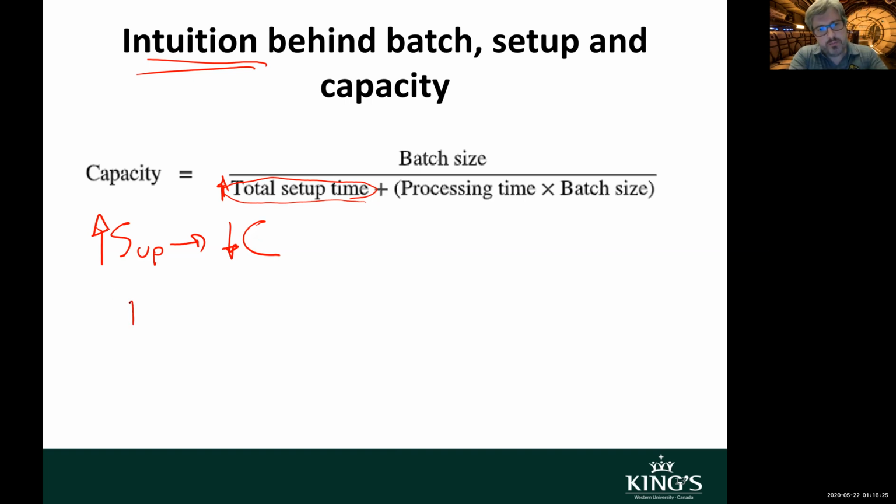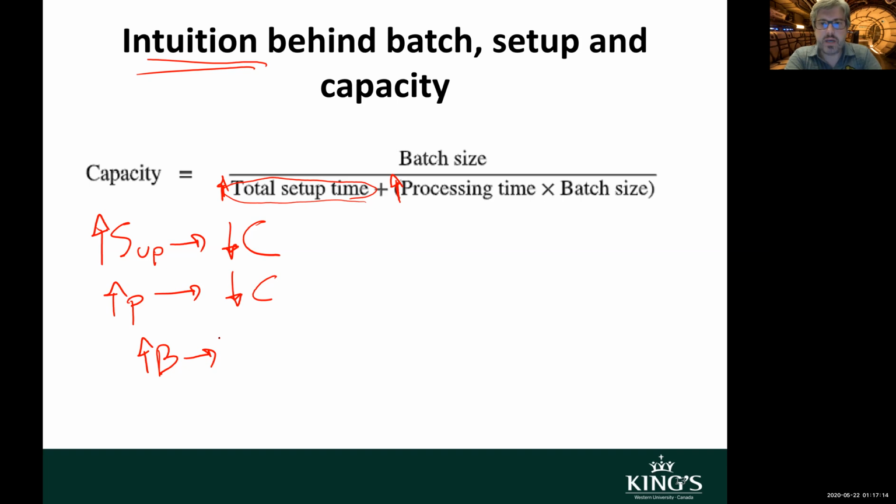Now let's see what happens if my processing time increases. In other words, if I have a production process in which the time it takes to process one unit through a step of my production process increases, right? So I'm making a slower process overall. If my process becomes slower, processing time going up, this means that the denominator increases, so my capacity decreases overall. And last but not least, what happens if my batch size goes up?